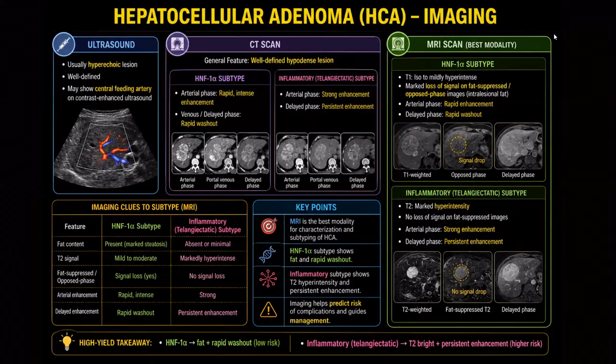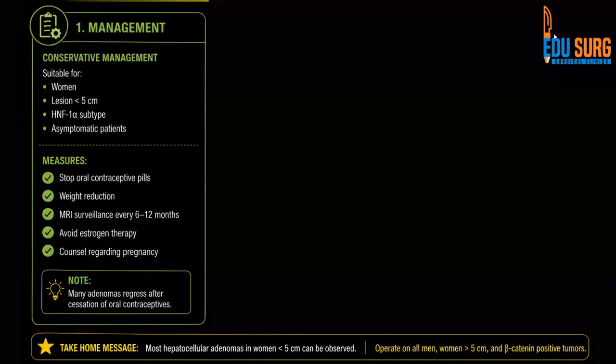So imaging clues to subtype, again commonly asked in exam and important if you are treating these patients, because there is marked steatosis. The fat suppressed and opposed image will show signal loss in HNF1 alpha subtype. There will be rapid washout in delayed phase in HNF1 alpha subtype. Both of these are not seen in inflammatory subtype. So this is something that you need to remember on imaging.